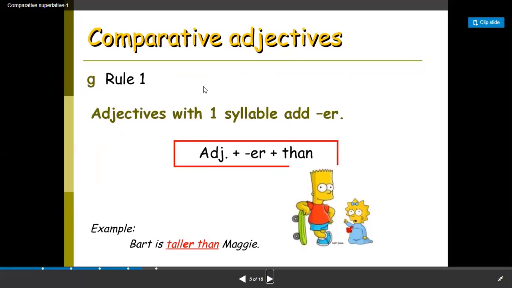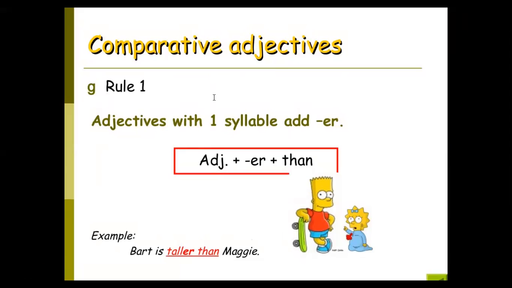Okay, the first, I have rules, of course, for that. The first rule is when I have an adjective that is from one syllable, that means it's a short adjective. Short adjectives usually consist of one syllable, meaning three letters or four letters or five letters, like the word tall. For example, this is a one syllable word: tall, short, big, small. All of these are one syllable adjectives.